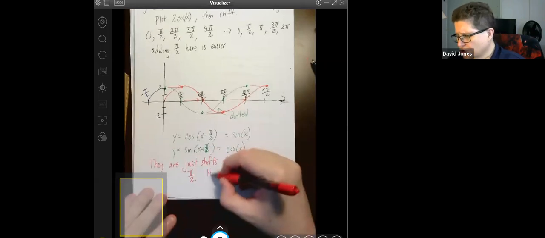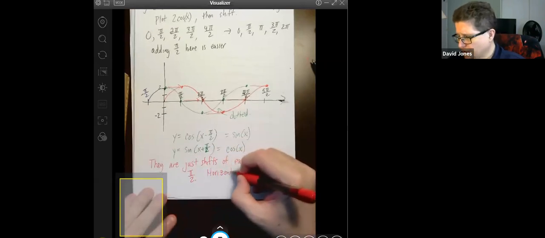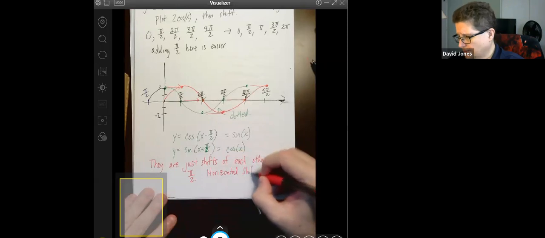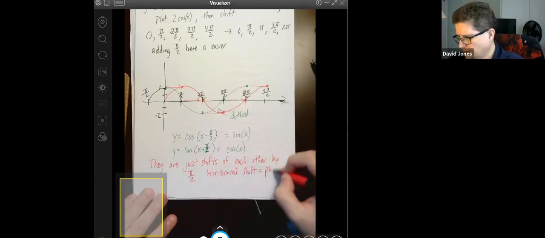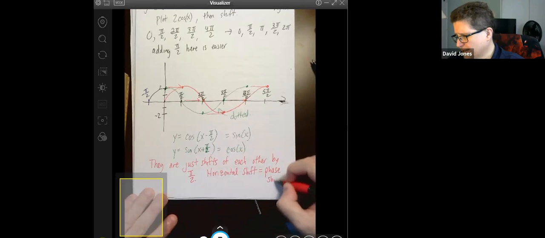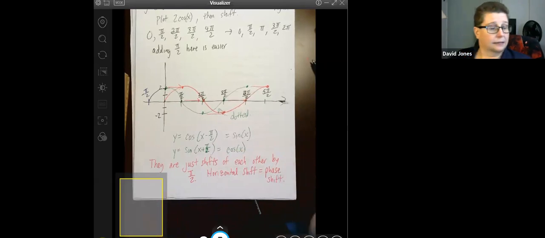The horizontal shift is also called the phase shift. It's like a physics thing. They say it a lot in physics. Okay.